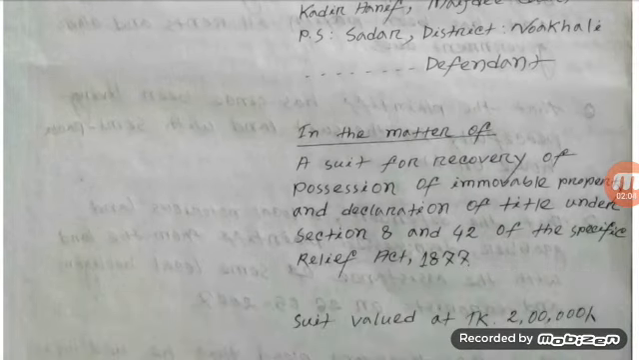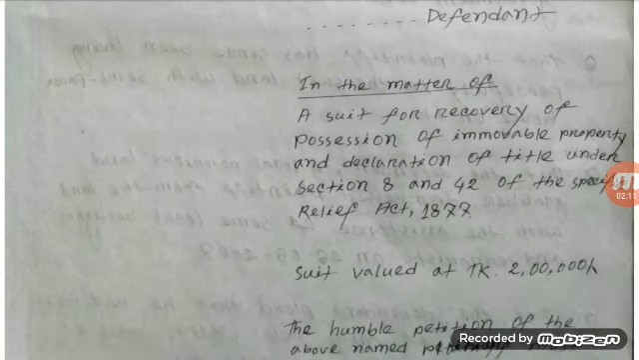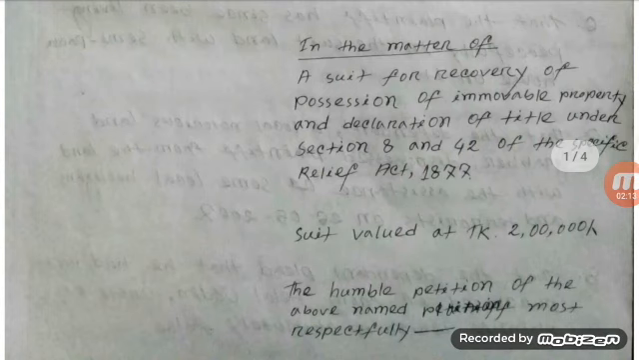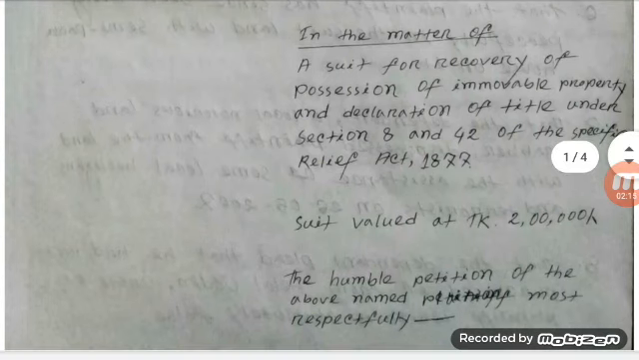Okay, so after the description of the plaintiff and defendant, you have to write the subject matter. So here the subject is a suit for recovery of possession of immovable property and declaration of title under sections 8 and 42 of the Specific Relief Act 1877. So here section 8 is for recovery of possession, and section 42 is for declaration.